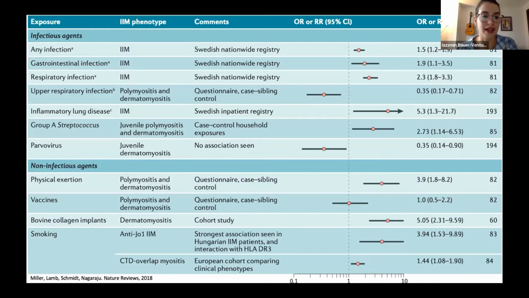I want to emphasize here, because if you have not been asked about this, you will soon: vaccines do not seem to cause inflammatory myopathies, and the lack of association between vaccines and inflammatory myopathies continues even with the new COVID-19 vaccines, okay? So vaccines seem to be safe when it comes to inflammatory myopathies.